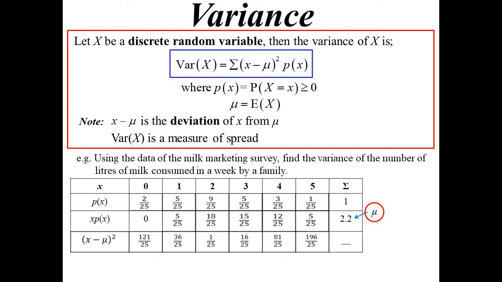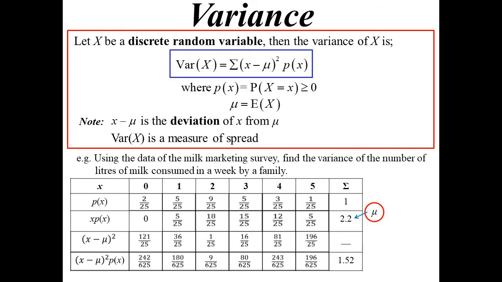I'm now going to add in this (x minus mu) squared column. This is what you have to do: x minus the average, so minus 2.2, but then squaring it. So for each one of those, that's what I've done there. We want to then find that times the probability. So I then get that row and multiply it by the probability. And then the sum of that row, which is 1.52, is the variance.